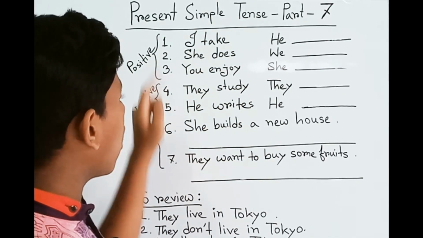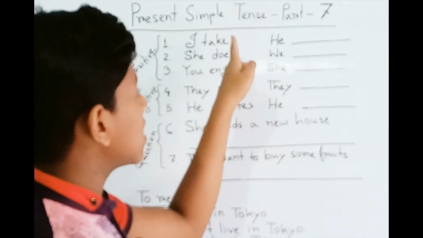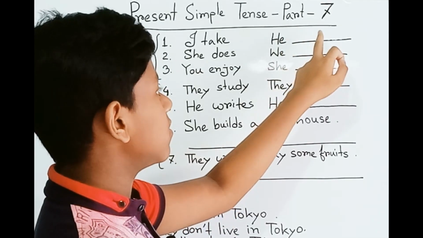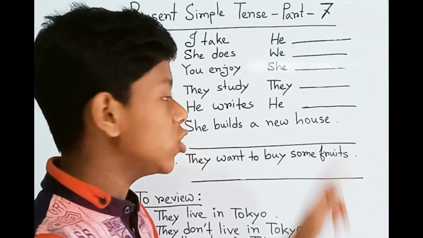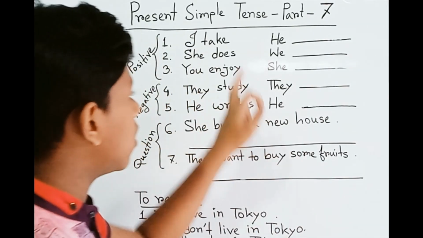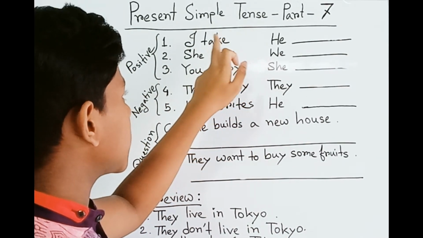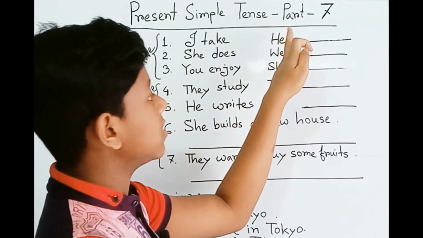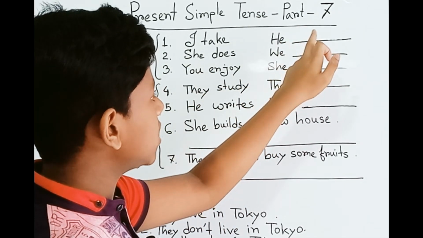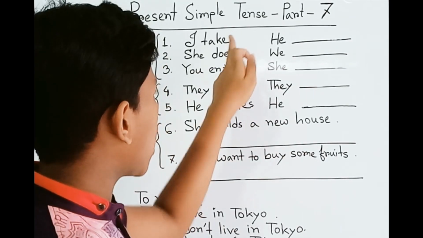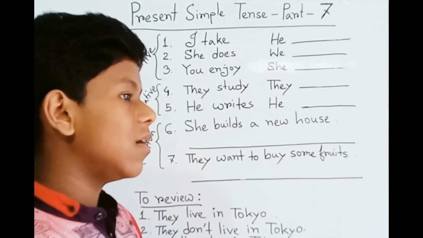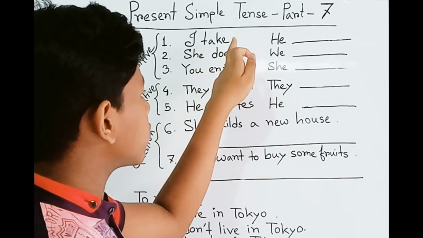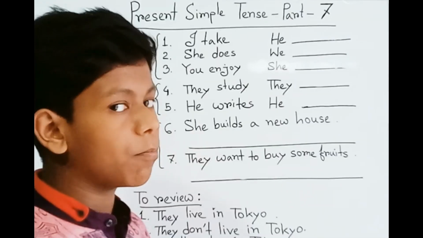So here in the positive part, we are watching "I take", and what do you think? Here it is "he", then next is blank. Which word should we put here? We have to notice that "I" is first person. After "I", it is used "take". And "he" is third person singular. So after "he", we have to add the verb "take", and we have to simply add the s after the verb.